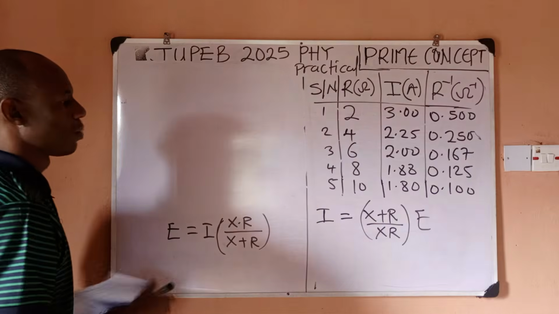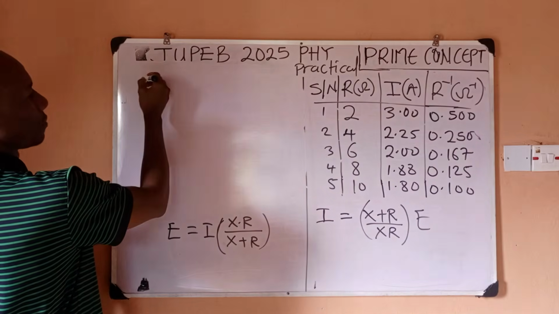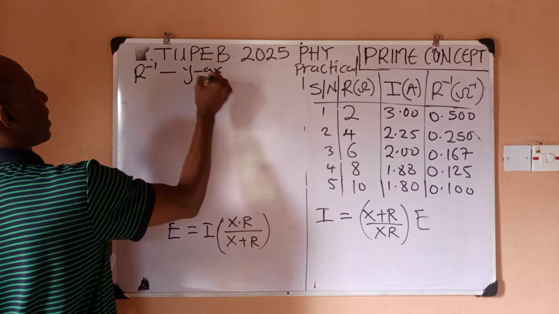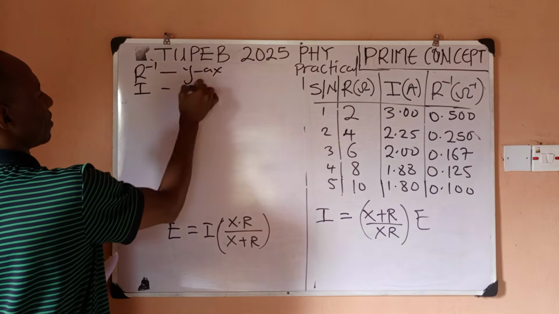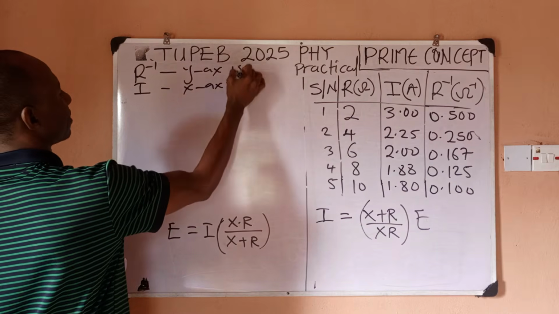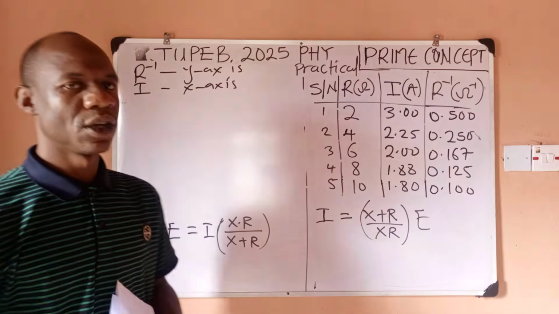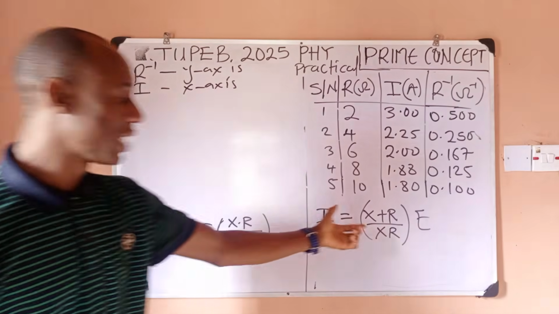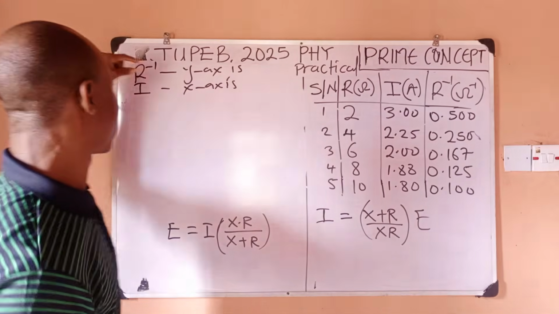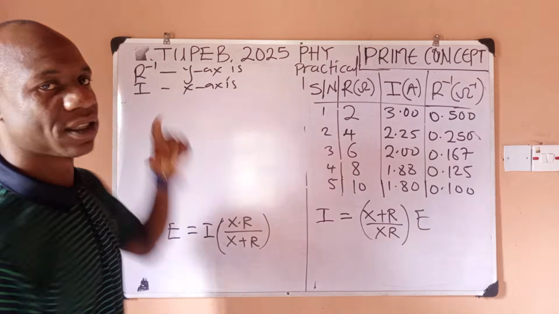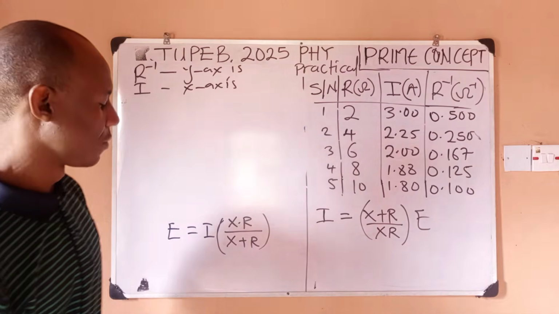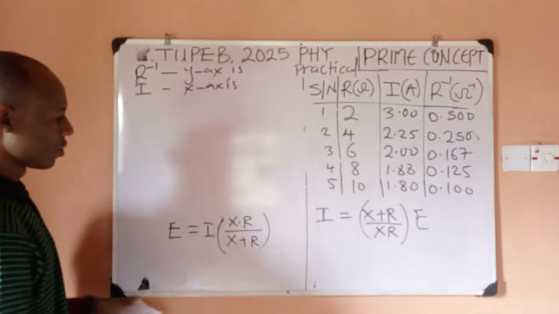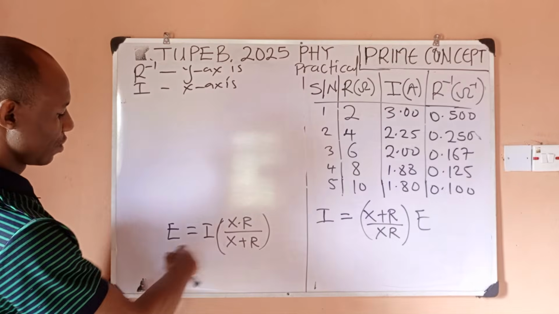Now, they say we should plot a graph of R inverse on which axis? Y axis, and then I on X axis, right? So this is what they want us to do. So when you're plotting graph of this on the Y axis, it simply means from our equation here, we're going to try to make 1 over R or R inverse the subject formula. So if we try to do that, we would have, let me go through this now.